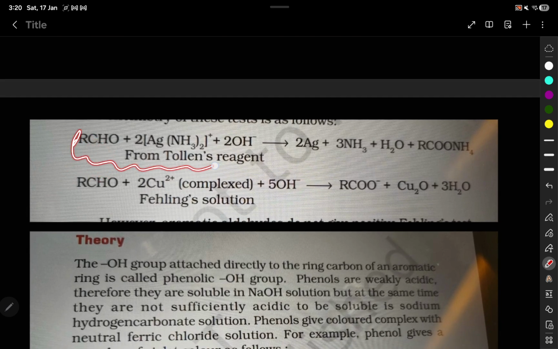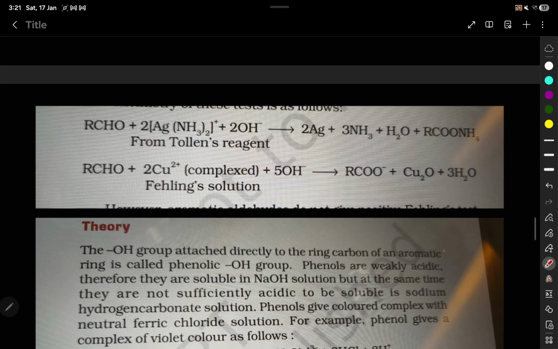Yeah, this Tollens' reagent is very important. The Tollens' reagent reaction, they have asked many, many times, countless times. As you can see, it releases 3NH3. And yep, you will have to mug up the stoichiometry of this actually. So please pause the video here and make sure you mug it up right now. RCHO with 2 Cu2+ and 5 OH- gives RCOO- with the red precipitate and 3H2O.